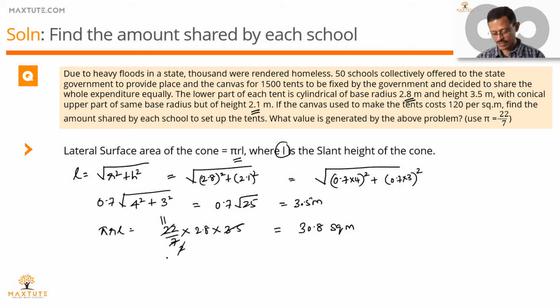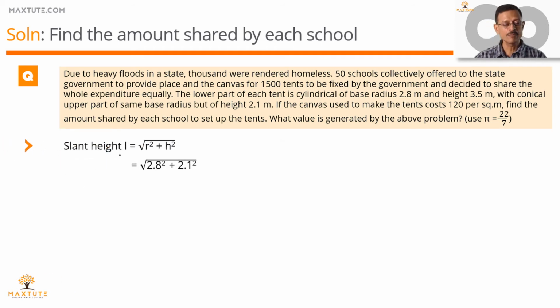Quickly see this calculation in a printed form. We need to compute the slant height to find out the lateral surface area. Slant height is equal to under root of r square plus h square, which is 2.8 square plus 2.1 square. We'll write this as 0.7 into 4. We'll write this as 0.7 into 3. I'm repeating this to drive home the fact that how you do the calculation actually makes the question either an easy question or a complicated one. So that's the step. You're going to be taking 0.7 square common out of these.